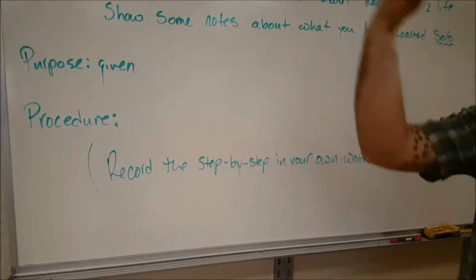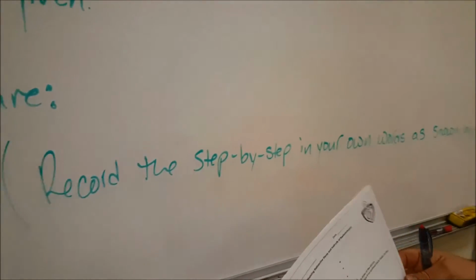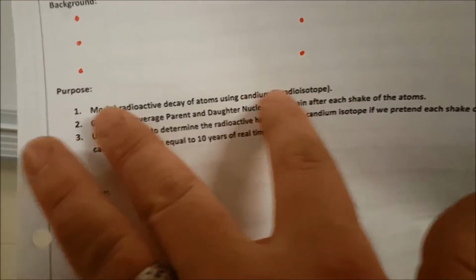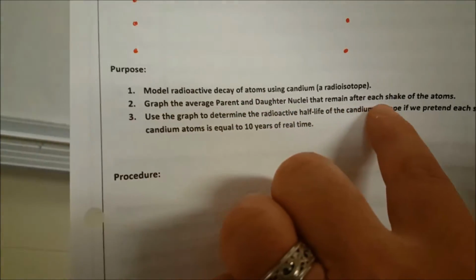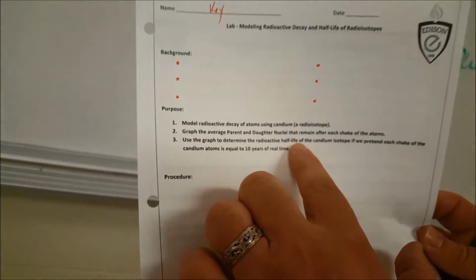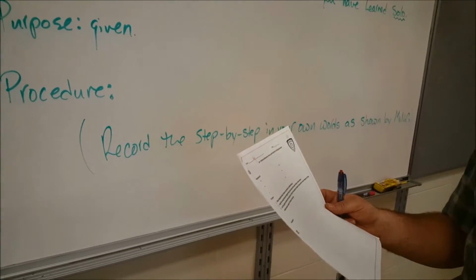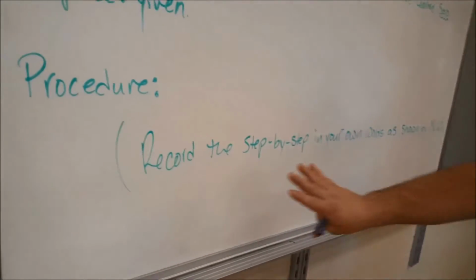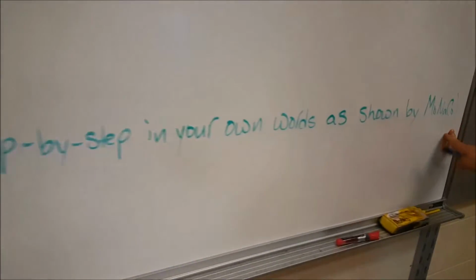This is kind of the fruition of everything that we've done. Purpose, I gave you 3 bullets. We want you to model radioactive decay of atoms using the candium. That's a radioisotope. Haha, it's a joke. We're going to graph the parent and daughter nuclei that remain after each shake of atoms. Then we're going to use these graphs to determine the radioactive half-life of that candium isotope if we pretend each shake equals 10 years of real time. So in your procedure, I'm going to model that for you. I want you to record in your own words, step by step, what I am going to show you.